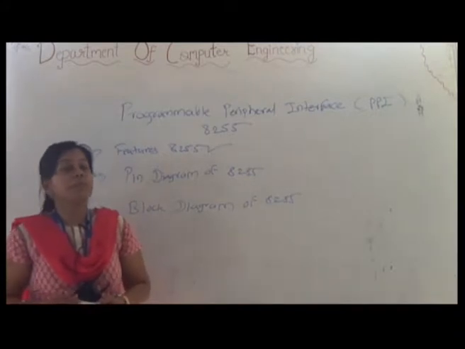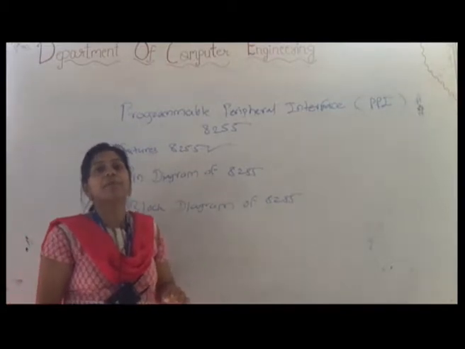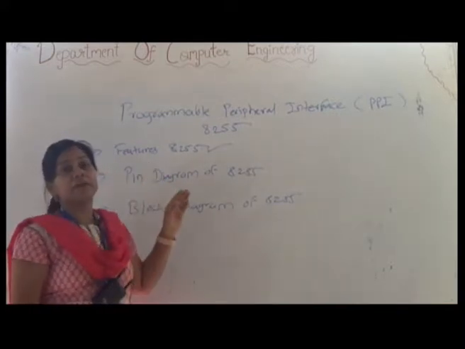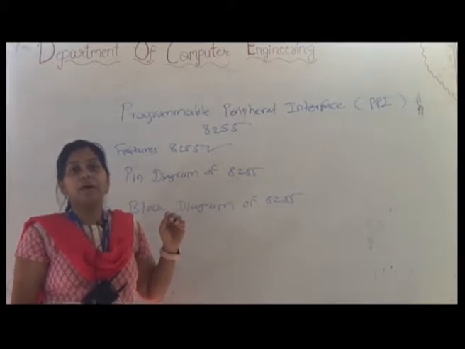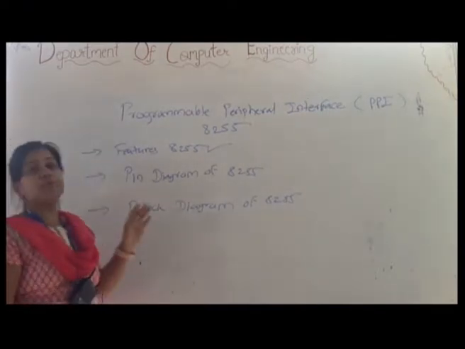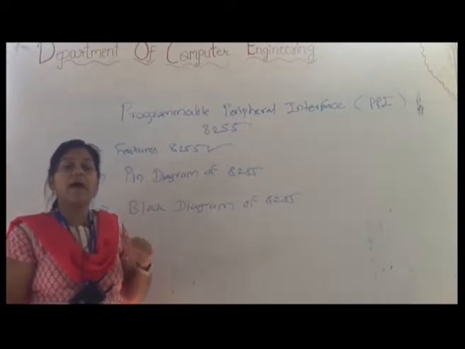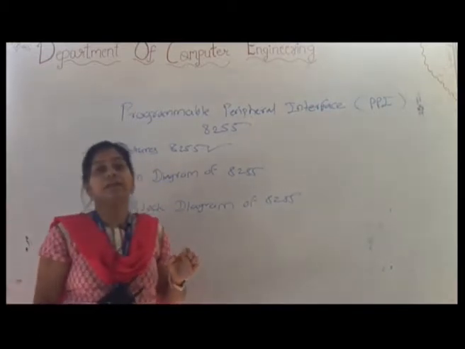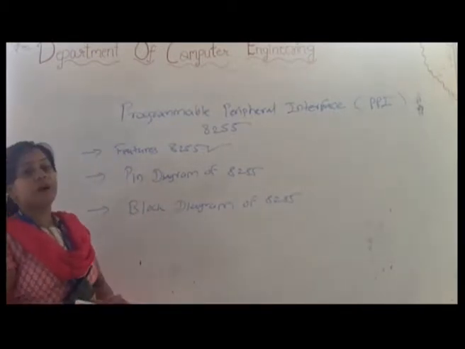The first feature of 8255 is that it's a widely used programmable parallel input output device. It is programmed to transfer data from simple input output to interrupt input output. The third feature is that it is compatible with the Intel processor and many other microprocessors. The next feature of 8255 is that it is TTL compatible.